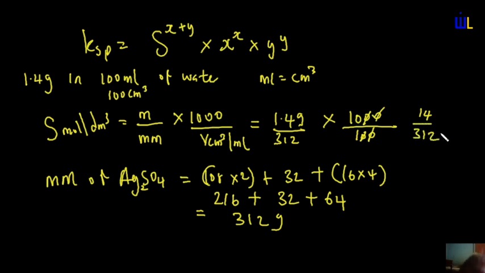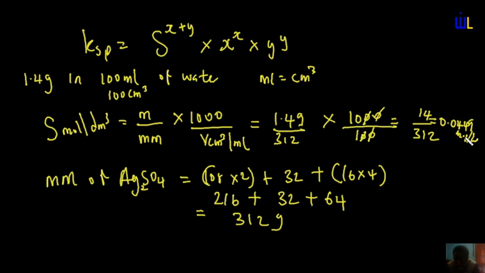Let me get my calculator for that. 14 divided by 312. So what we have as our answer for the solubility, if you do this, is 0.0449. Remember, mole per dm cube. Okay, so that's how we got the solubility.